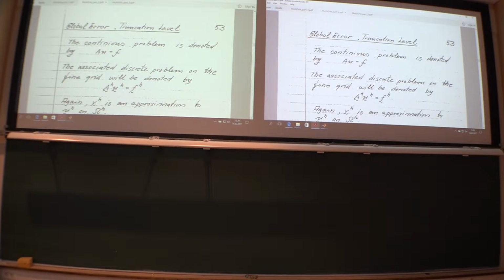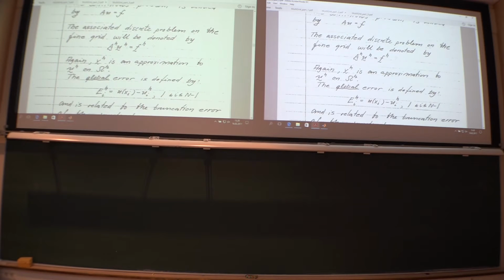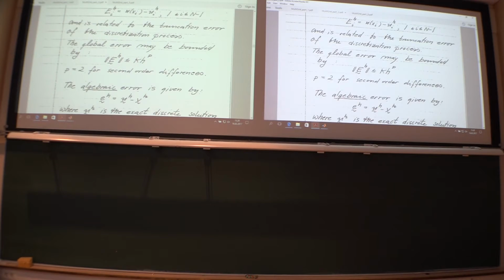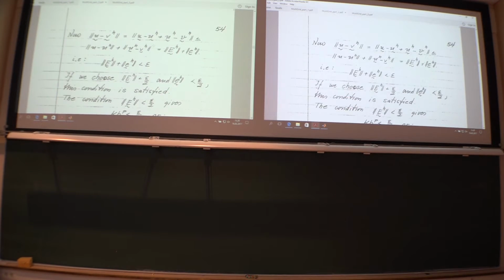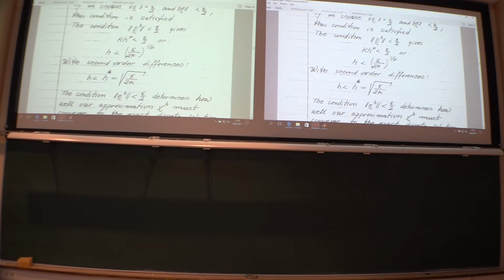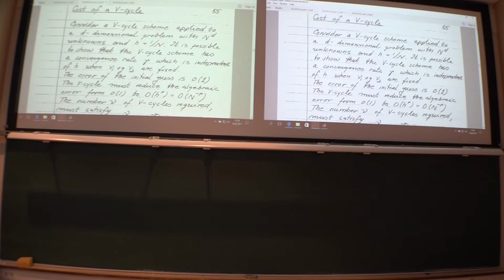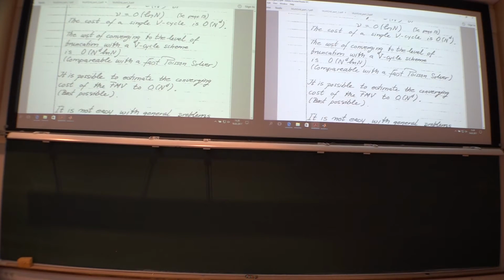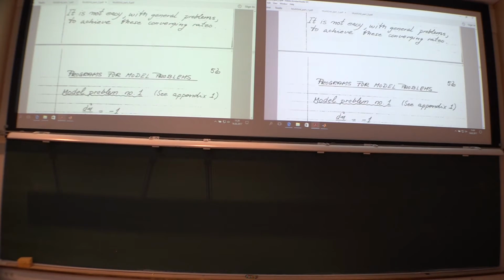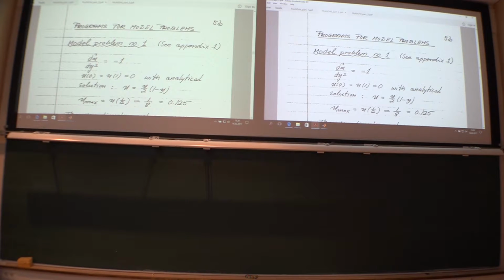Yeah, the error calculations here are quite tedious, and actually we really don't need them. This is something you can study if you're interested. Cost of a V cycle, and so on and so forth. So we instead jump to these examples that we have here, and we have 2 of them.